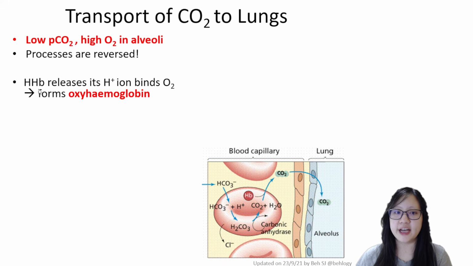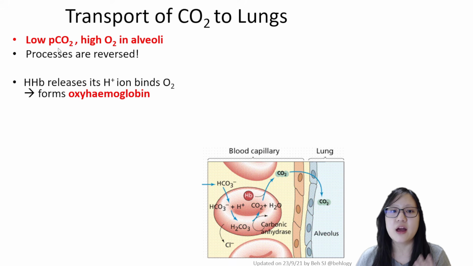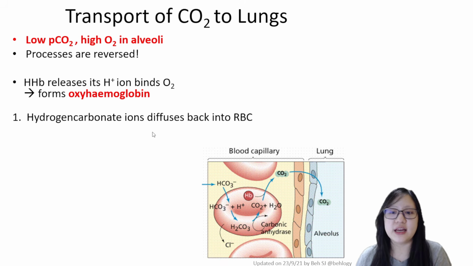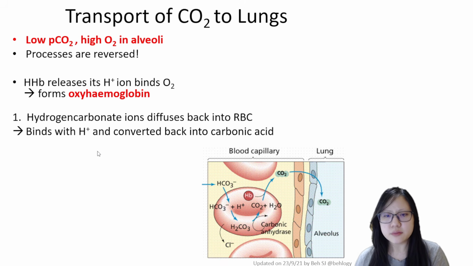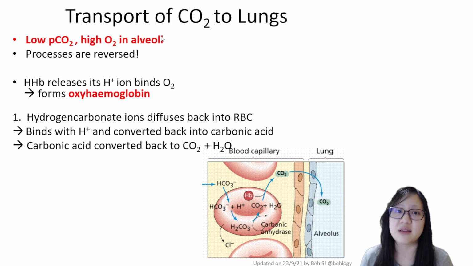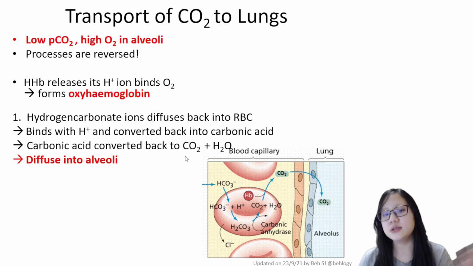Hemoglobinic acid, HHb, would release its hydrogen ions as it binds oxygen, because this is when the partial pressure of oxygen is high. It's in the lungs, and this forms oxyhemoglobin. Hydrogen ion would then bind with the hydrogen carbonate ions that have diffused back into the red blood cell. This converts it back to carbonic acid, which is then converted back to carbon dioxide and water. And guess what? It's the same enzyme, carbonic anhydrase, which catalyzes the reaction both ways. So this CO2 is then produced, and it can diffuse out of the red blood cell into the alveoli.